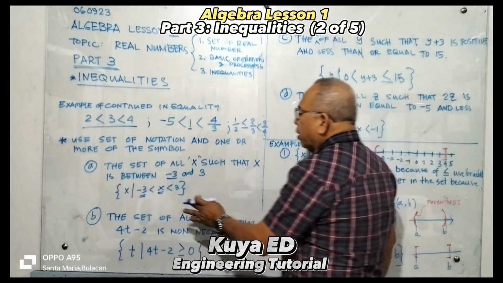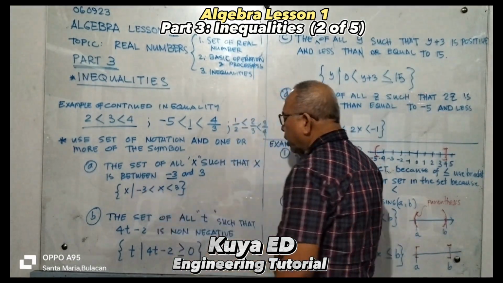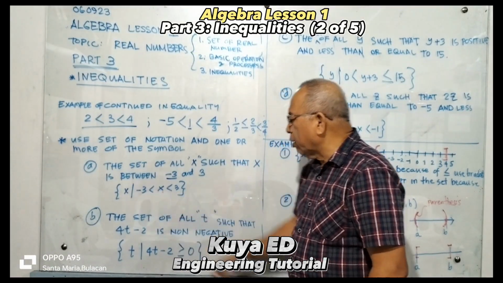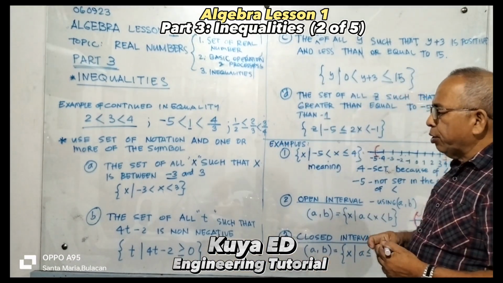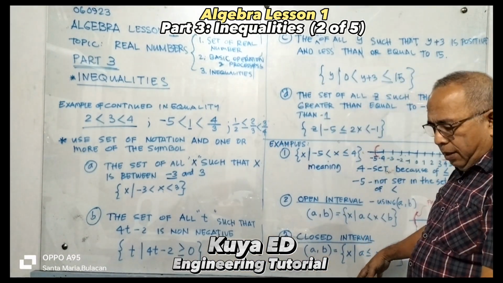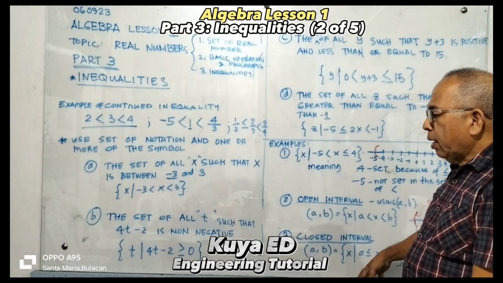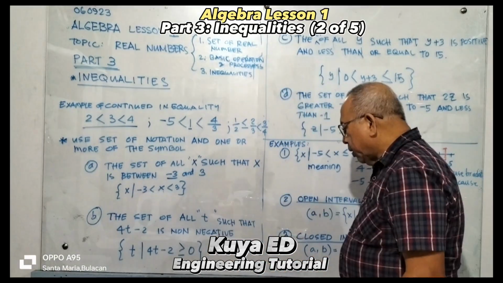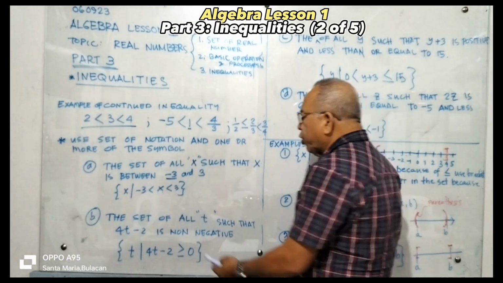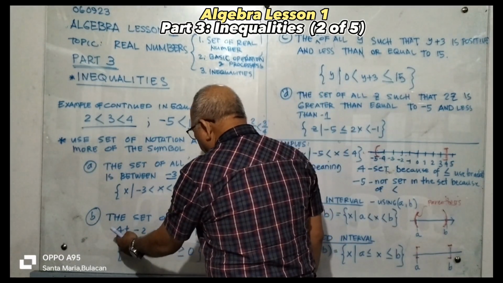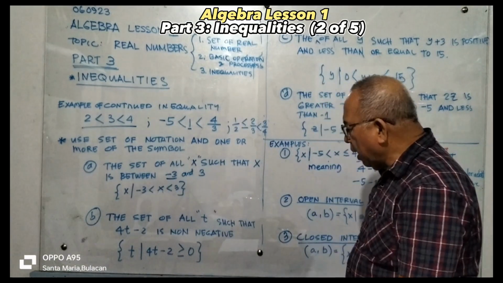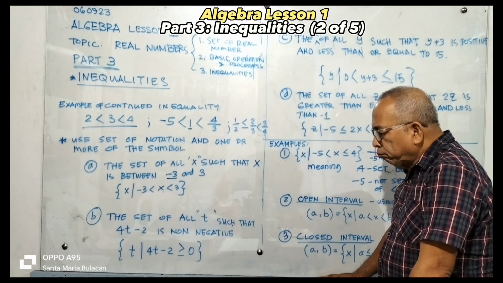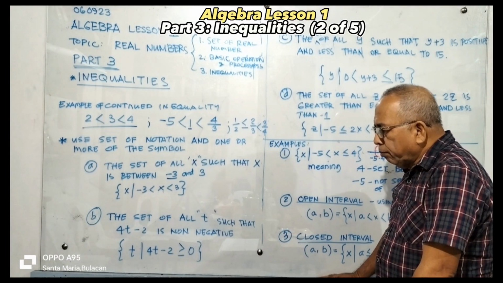Now, so, ito na ngayon. To satisfy the statement, ito yung ating interpretation. Ito yung ating notation and the symbols used. Okay. Next. The statement says that the set of all t such that 4t minus 2 is non-negative. So, pag sinabing non-negative, ano ibig sabihin? Positive.